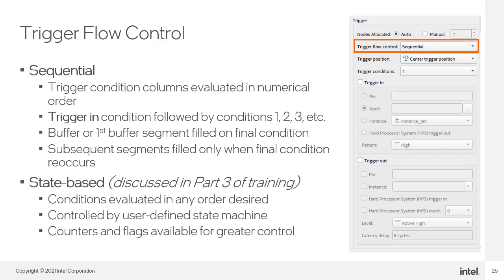A state-based trigger flow is controlled by user-defined trigger evaluation states that may include any combination of trigger condition evaluation, custom flag and counter control, and transitions between states. The states also control how a circular or segmented buffer will get filled. We'll look at the state-based flow in the next part of the training.